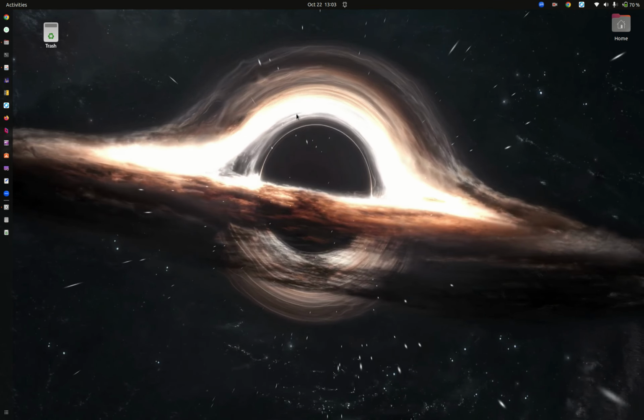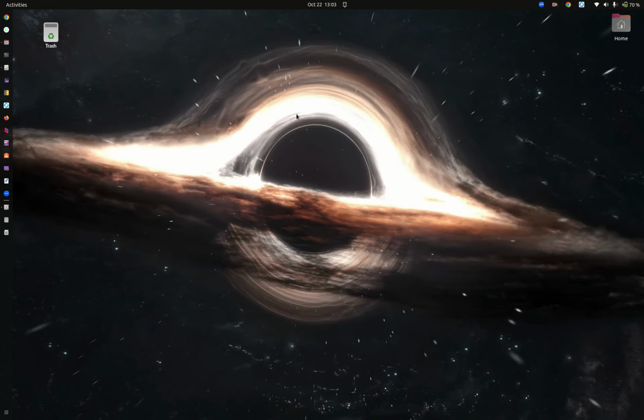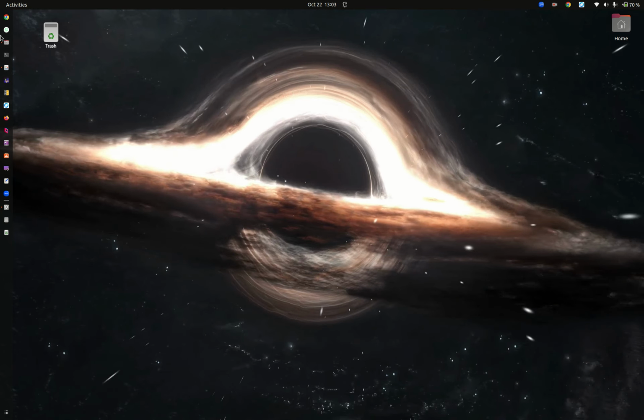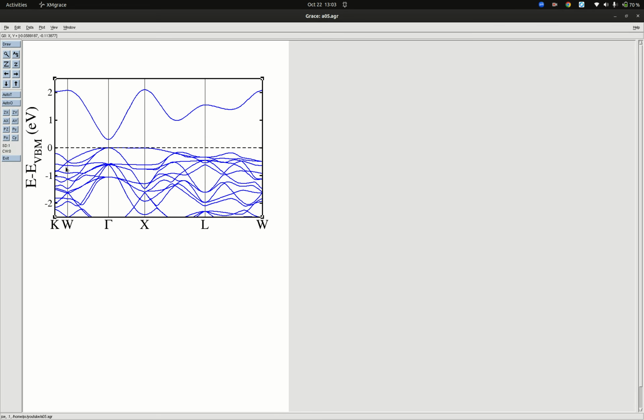In this video we are going to calculate the effective mass of electron as well as the effective mass of holes. For that we only need one file, which is called the AGR file, in which you have your band structure. So this is my band structure. I'll be using this to calculate the effective mass of electron as well as the effective mass of holes.